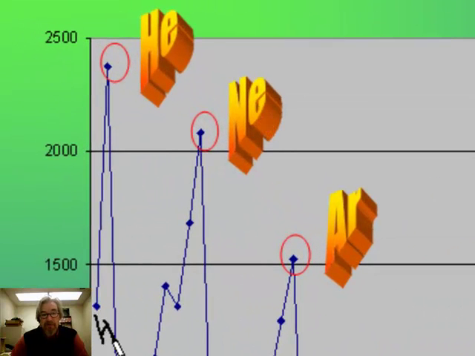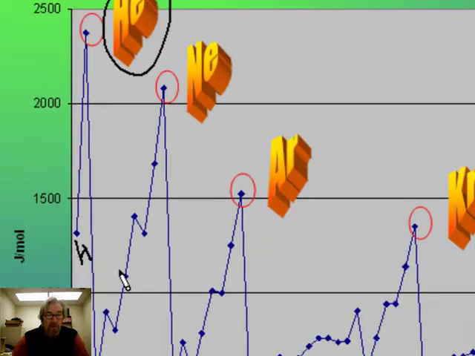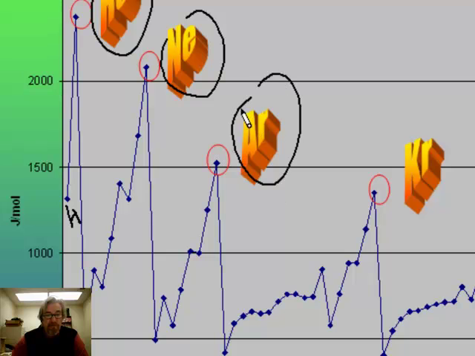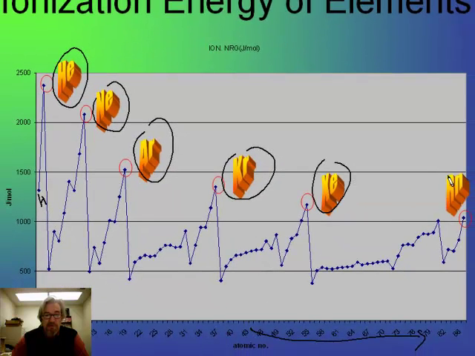So here's element 1, that would be hydrogen. Element 2 is helium. And then it's 3, 4, 5, 6, 7, 8, 9, 10. Element 10 is neon, noble gas. 11, 12, 13, 14, 15, 16, 17, 18, which is argon. And so this pattern continues as we go through the periodic table. Every time we see one of these spikes, we have a noble gas.